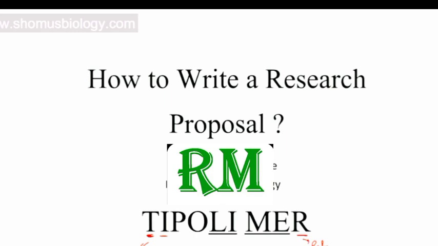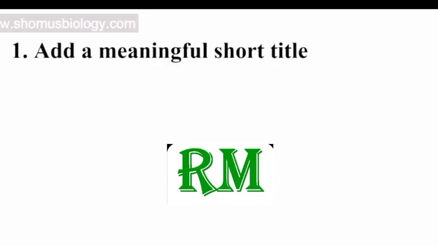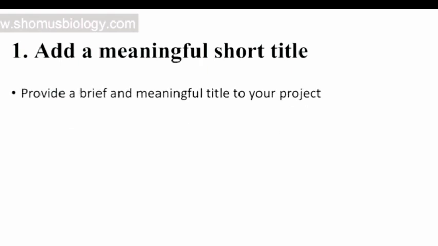Remember, LI and ME are underlined because LI stands for one particular step and ME stands for one particular step. Other than that, all the individual alphabets stand for one particular stage, like LI for literature review. So let's begin here. First of all, you need to add a meaningful short title. So provide a very brief and meaningful title to your project.